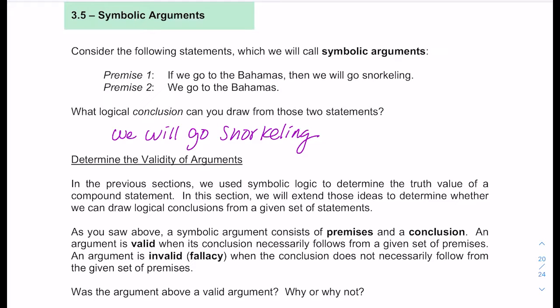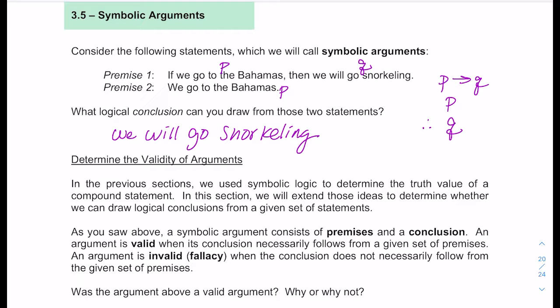Premise one implies that if we go to the Bahamas, then we will go snorkeling. So if P, then Q. We go to the Bahamas. That's P. So if P, then Q, and P occurs. Therefore, Q will occur, the consequent. So we will go snorkeling.